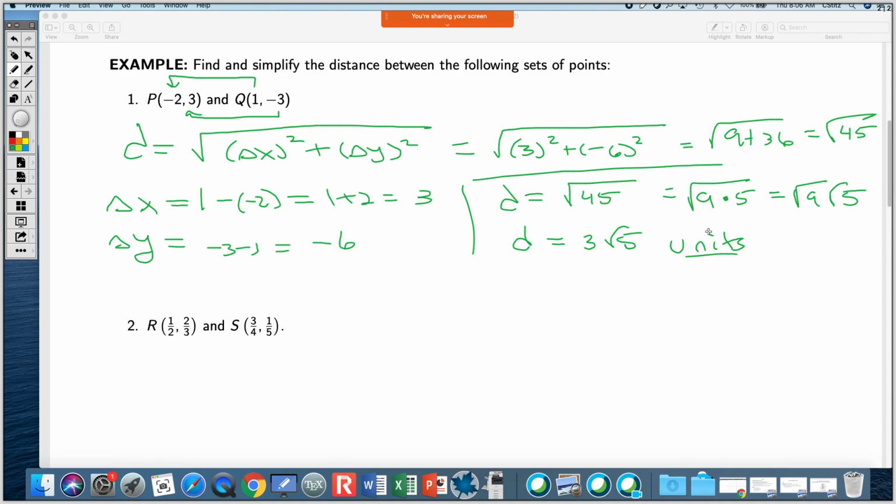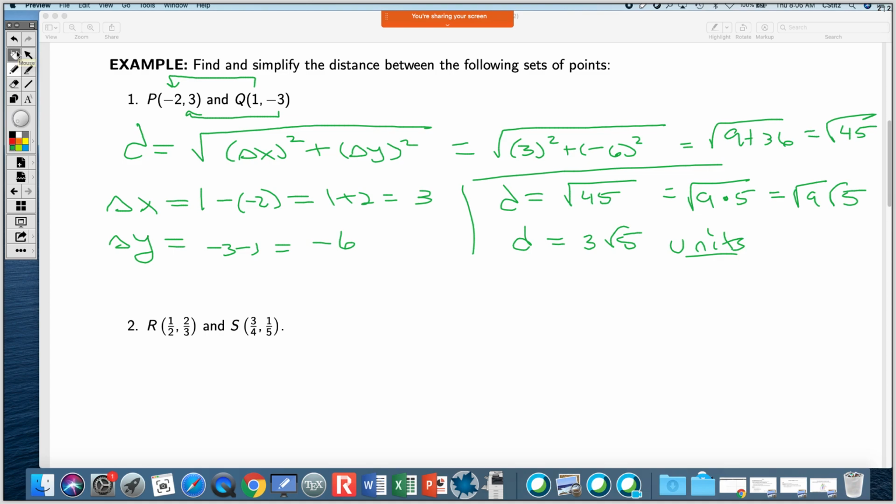Any questions on how to plug stuff into the distance formula? Where it comes from? Now I'll leave number 2 for you to do. Number 2 is just remembering how fractions work. So really number 2 is more about practicing fractions than the distance formula.